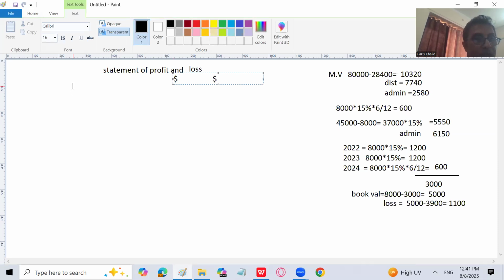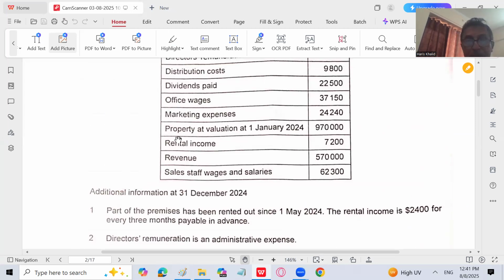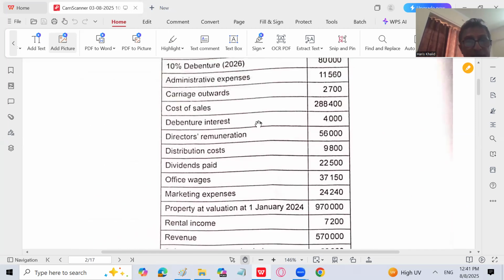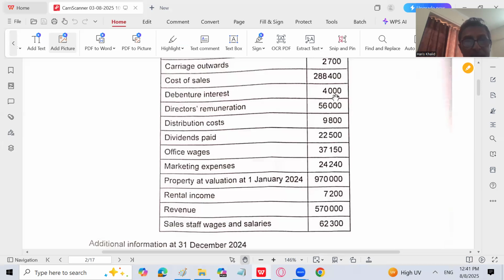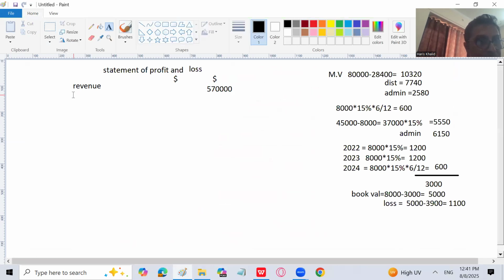So statement of profit and loss will start from the revenue. Let me see what is the amount of revenue. Then I will subtract cost of sales, where we haven't been given the opening inventory plus purchases minus closing inventory. Why, sir? Because the cost of sales is already given. That is 288,400 here. So revenue is here, 570,000. There is no sales return. So I will write here 570,000 less cost of sales.